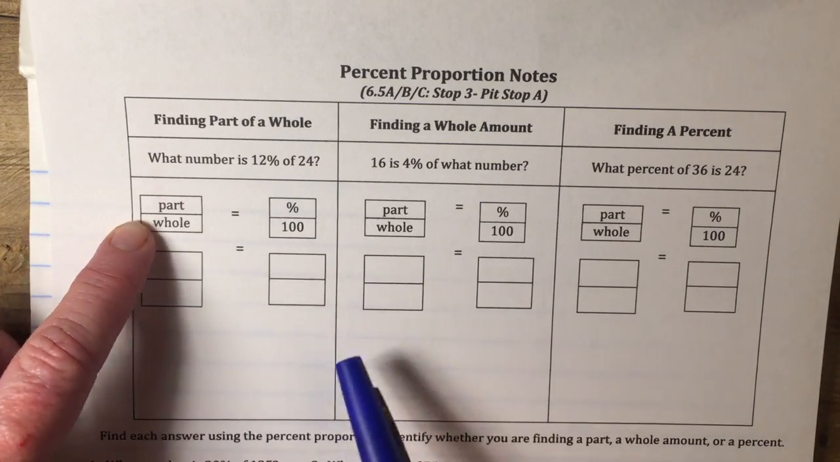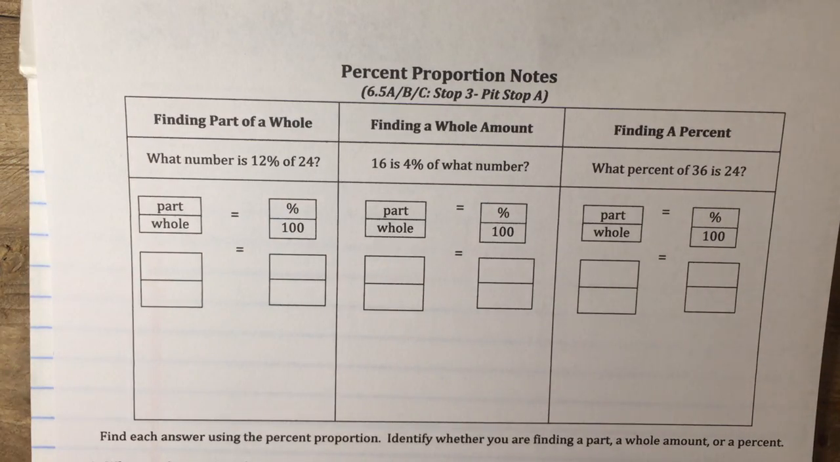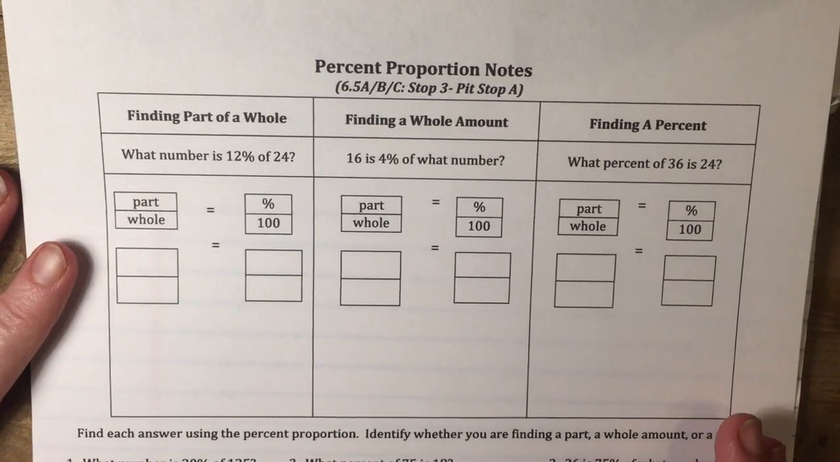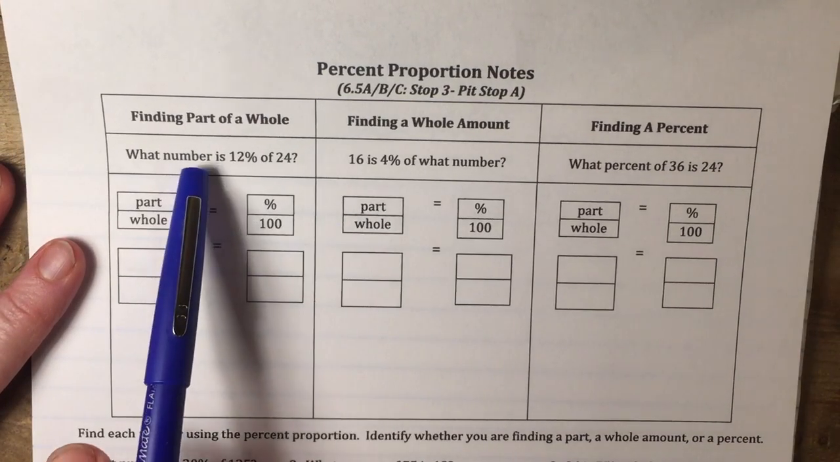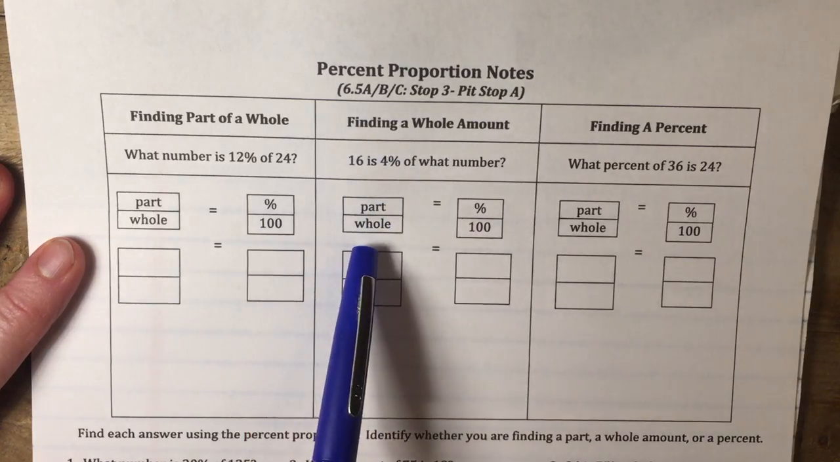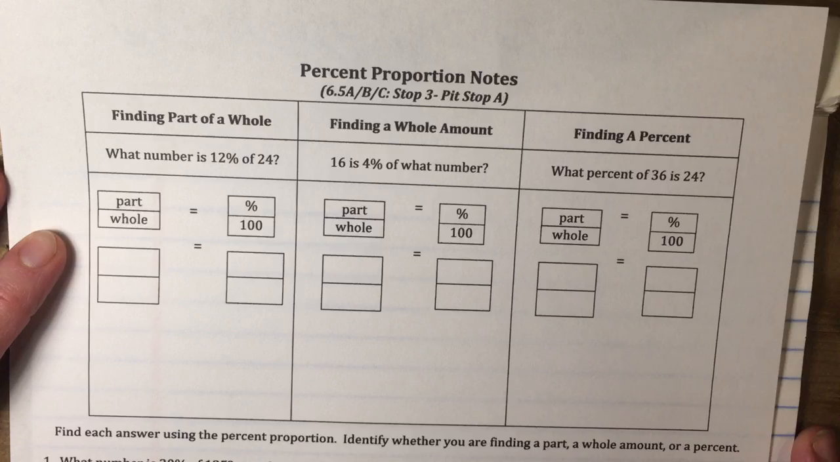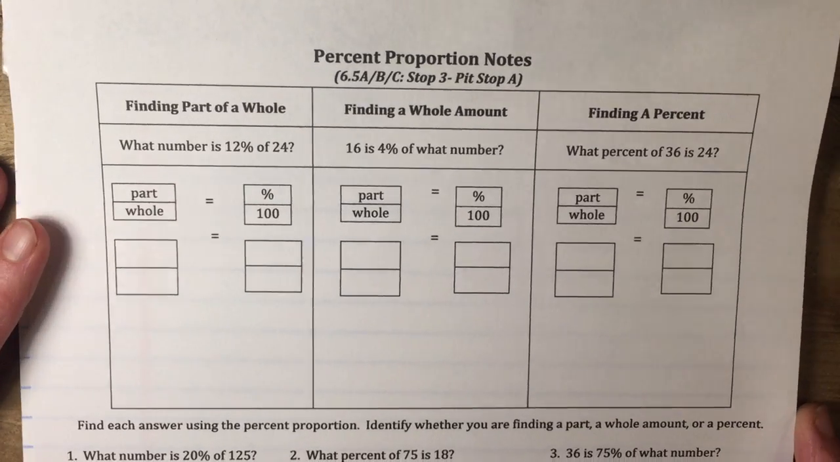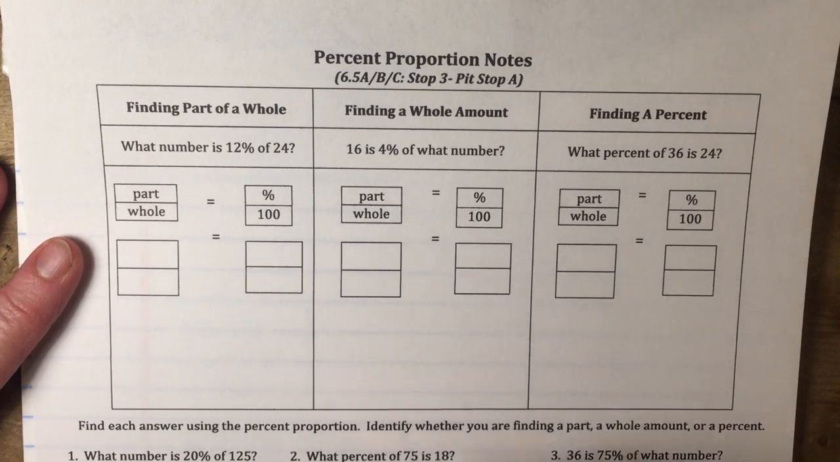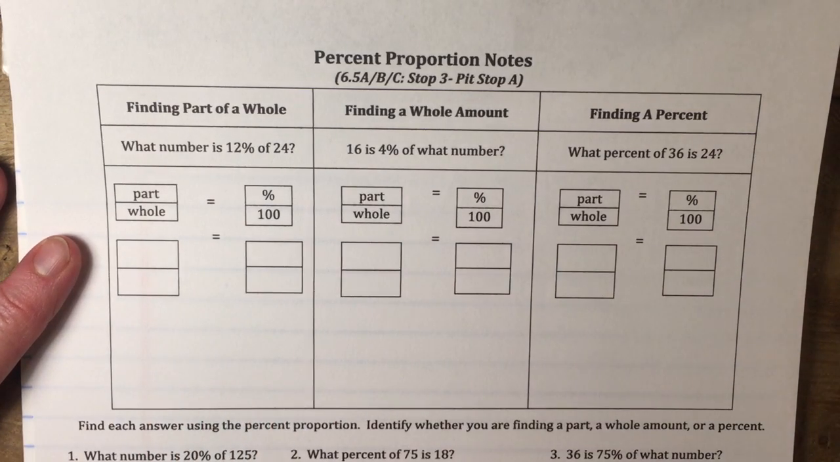All right, so the percent proportion always looks like this. It's part over whole equal to percent over 100. And there are three basic types of percent problems. You're either finding the part, the whole, or the percent, because the 100 always stays the same. So you can solve these problems the same as you would solve any proportion problem. You're going to start by setting up your four boxes and then filling it in with the information you're given.